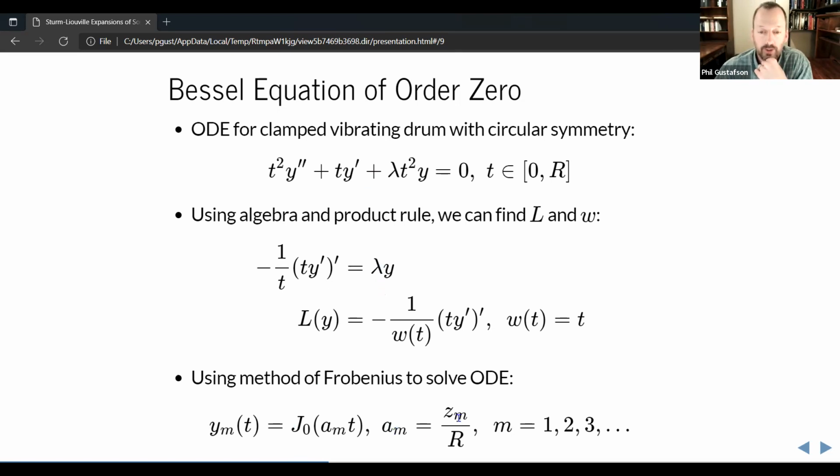The Zm that you see here are the zeros of the Bessel function of order 0, and so that's what the Zms are. And so the form of this solution is analogous to what we needed for the boundary conditions and the sine waves. I won't say much more about that, but it's a solution process that my students would go through.